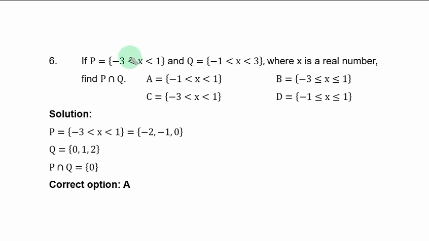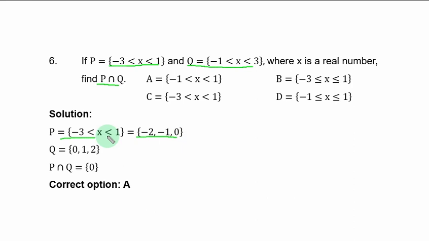Question 6. If P is a set with the element minus 3 less than S less than 1, and Q is a set with element minus 1 less than S less than 3, where S is a real number, find P intersection Q. The set P under the given range, the elements are minus 2, minus 1, and 0, because minus 3 and 1 are not inclusive.